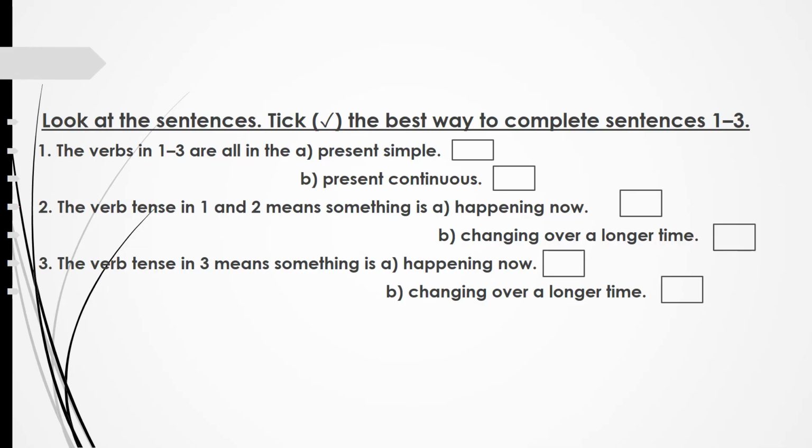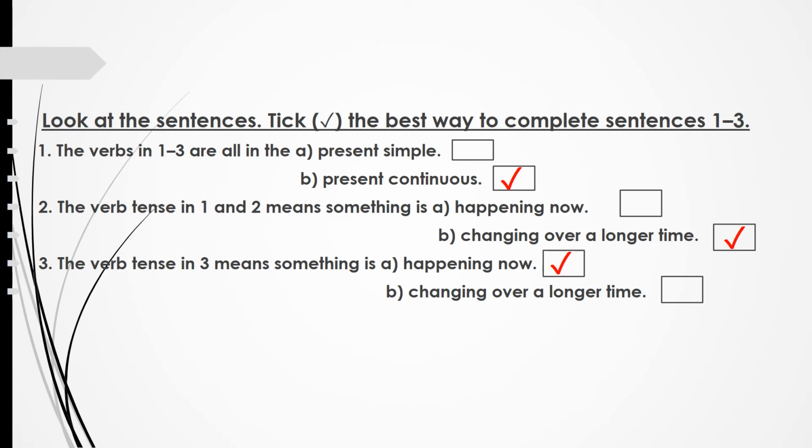Look at the sentences. Take the best way to complete sentences from 1 to 3. I will give you 5 minutes to do this exercise to complete the sentences. Now let's start. Number 1. The verbs in 1 to 3 are all in the present continuous. Number 2. The verb tense in 1 and 2 means something is changing over a longer time. Number 3. The verb tense in 3 means something is happening now.